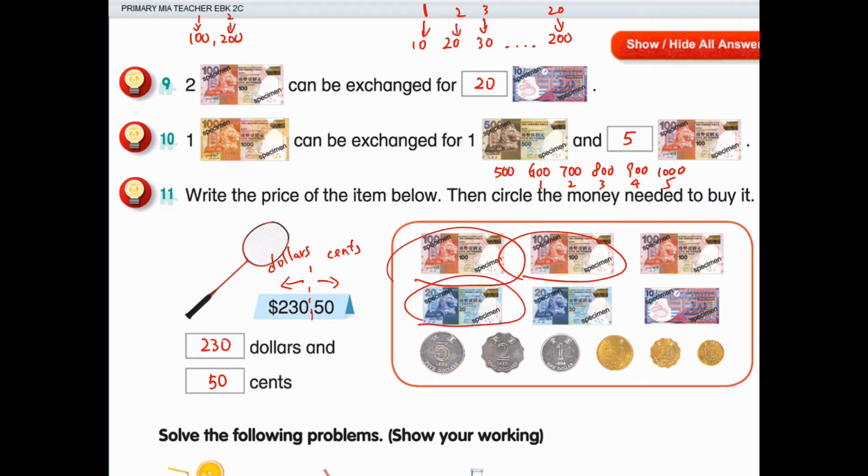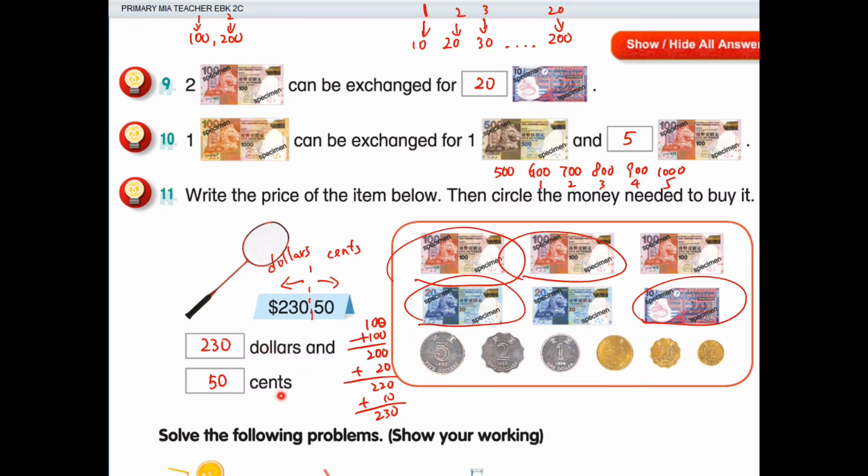Okay, we circle a $20 note. So up to this point we have 220. Once again, if we circled this $20 note as well, we'll have 240. That's more than the cost of the racket. And so we won't circle this $20 note. We'll circle the $10 note instead. And we have $230, which is the same as the dollar amount.